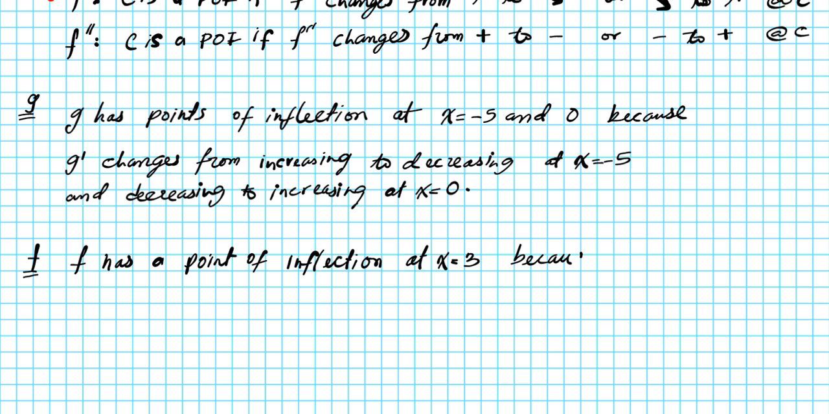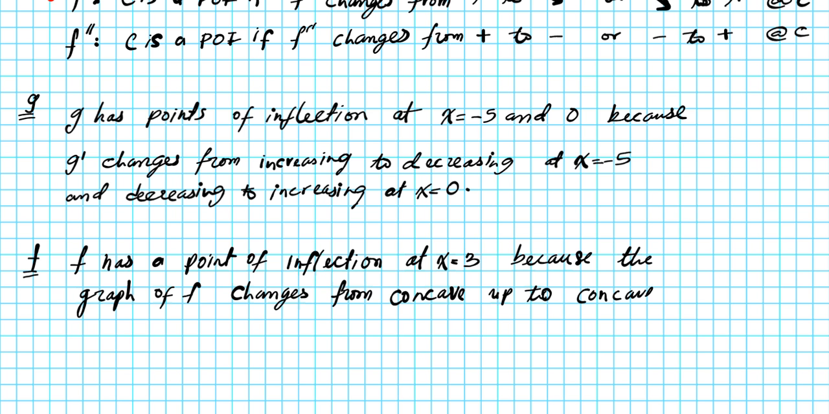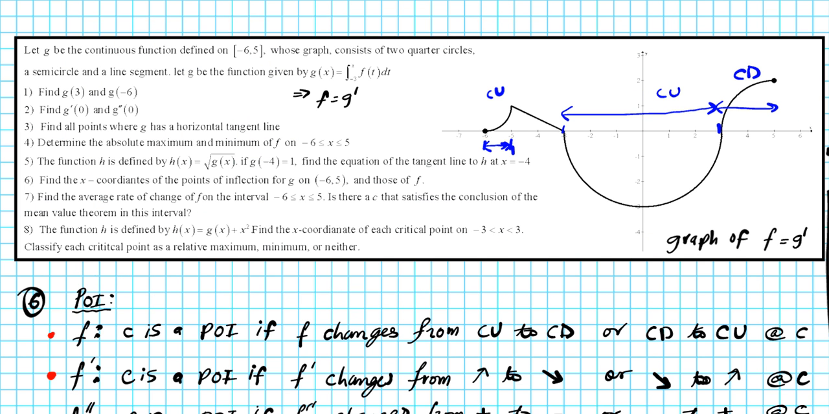because the graph of f changes from what? It changes from concave up to concave down at x equals 3. So that's basically why you have a point of inflection for the graph of f at x equals 3. All right, now let's take a look at the next problem.